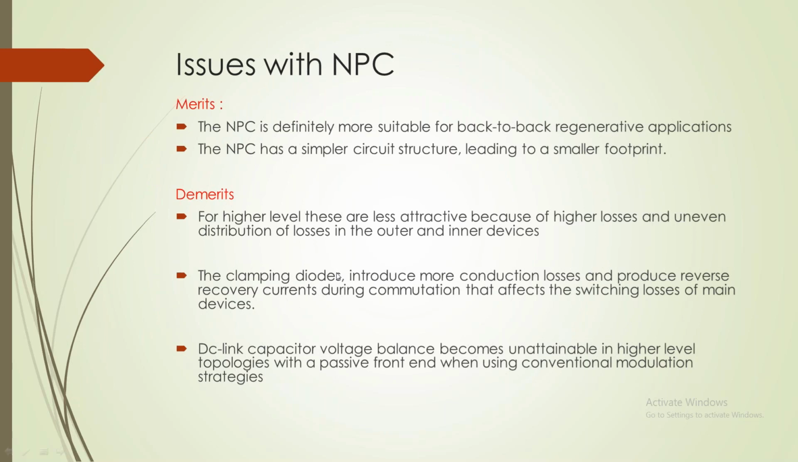Next is another very, very important drawback, and many researchers are still working on this drawback, because if it is overcome, many problems on multilevel inverters can be solved. That drawback is DC link capacitor voltage balance. The top two drawbacks can be somehow overcome by employing more switches or higher rating switches or different rating switches or providing very good coolant, etc. But the bottom-most, DC link capacitor voltage balance, becomes unattainable in higher level topologies with a passive front end when using conventional modulation strategies.